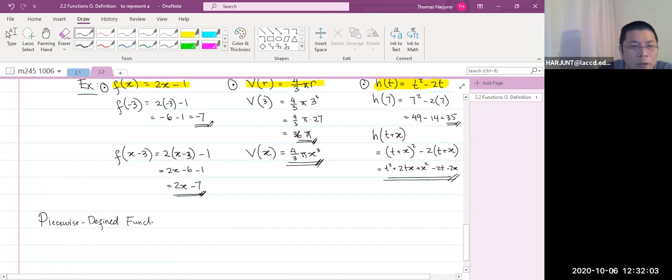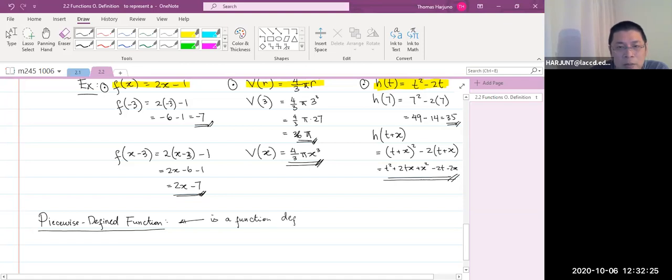I am preparing you for once we come back from the test. So on Tuesday, later on, we can do a lot more about functions. Algebra is about functions. A piecewise defined function is a function defined piece by piece.